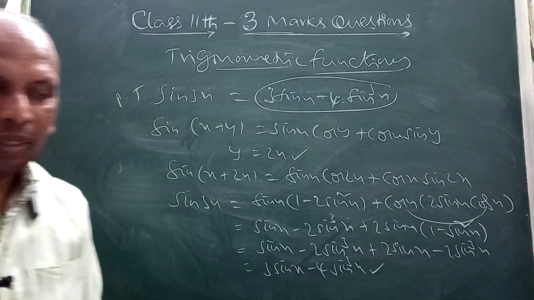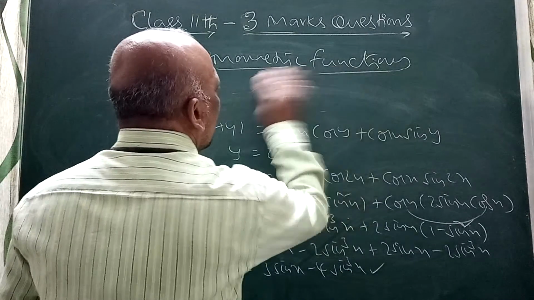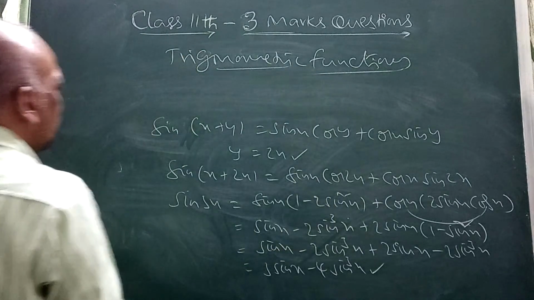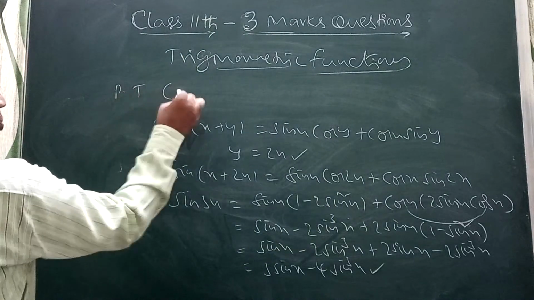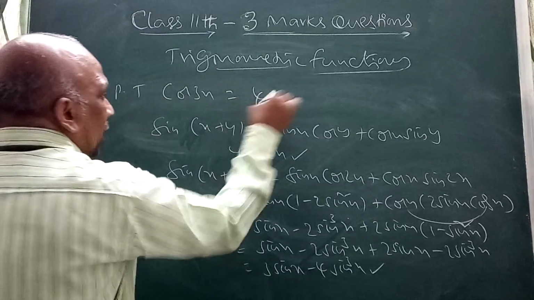Similarly, you try: prove that cos 3x equals 4 cos cube x minus 3 cos x.